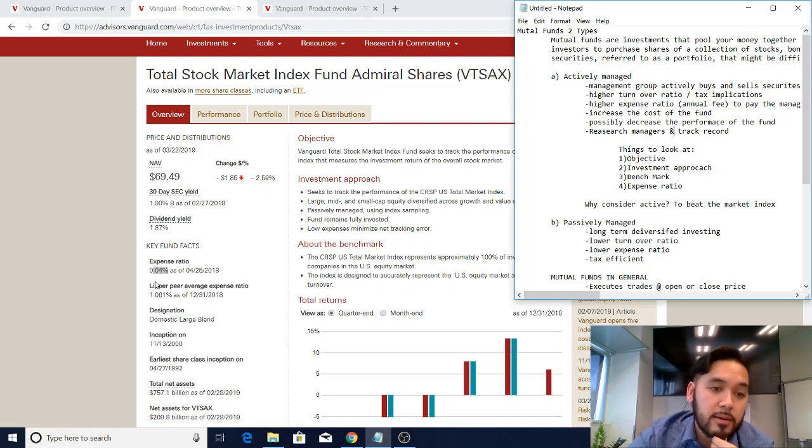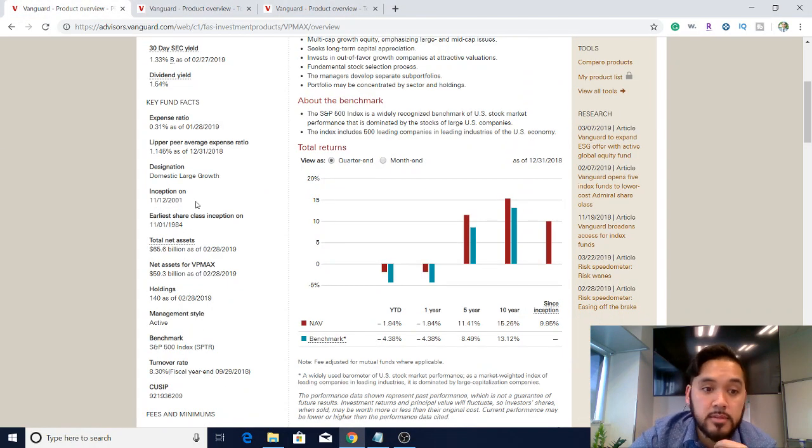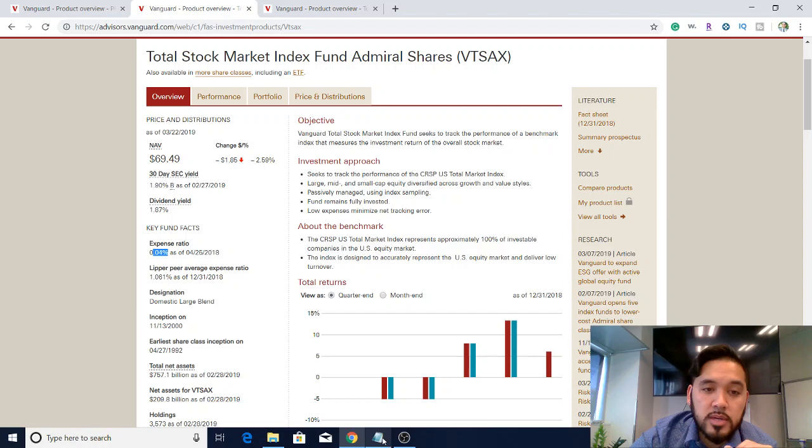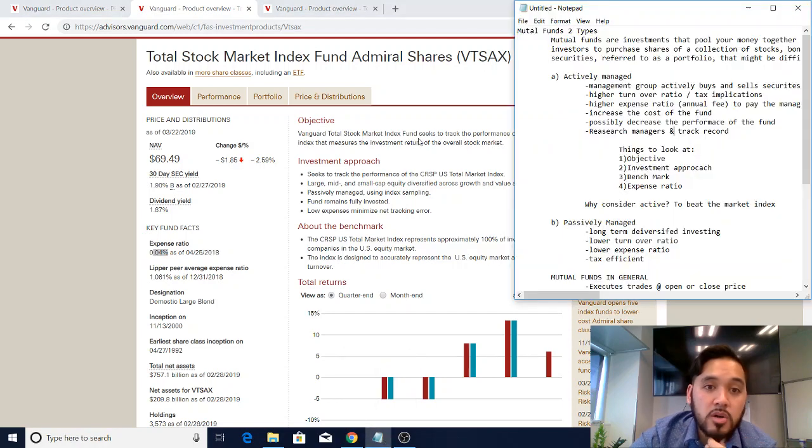So just getting back into it. Expense ratio 0.04 for the passive. Going back to the active, 0.31 right over here. So definitely a lot more expensive for the active. But with this one, the index fund, it tracks the overall total stock market for this particular fund. Lower turnover ratio, lower expenses, and a lot more tax efficient with the capital gains as well as the dividends.